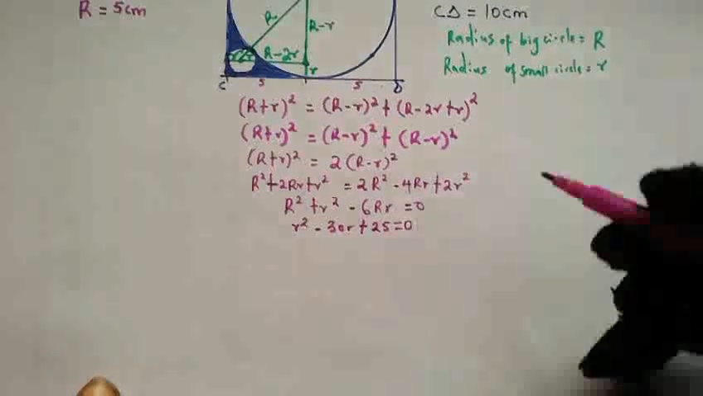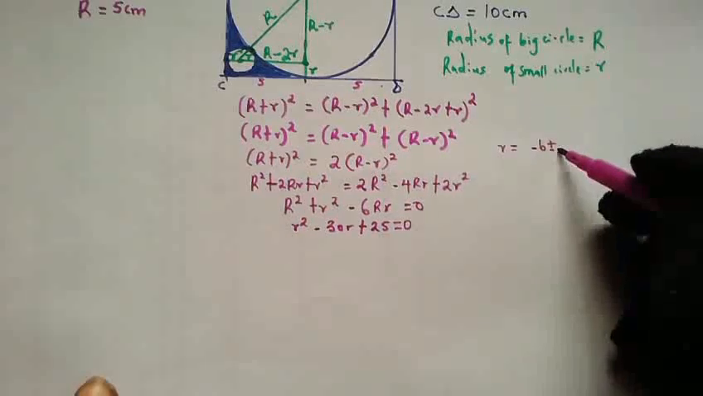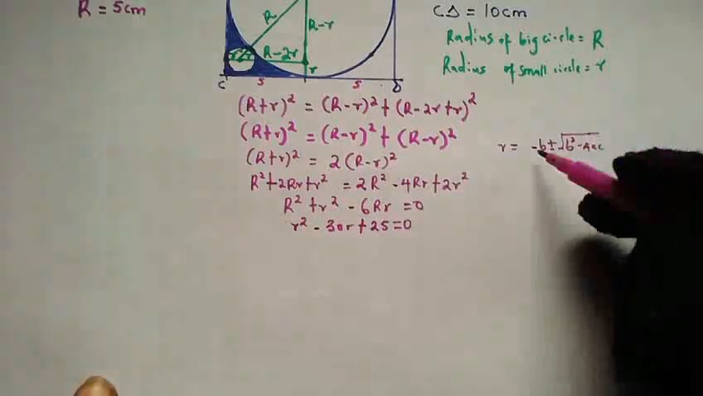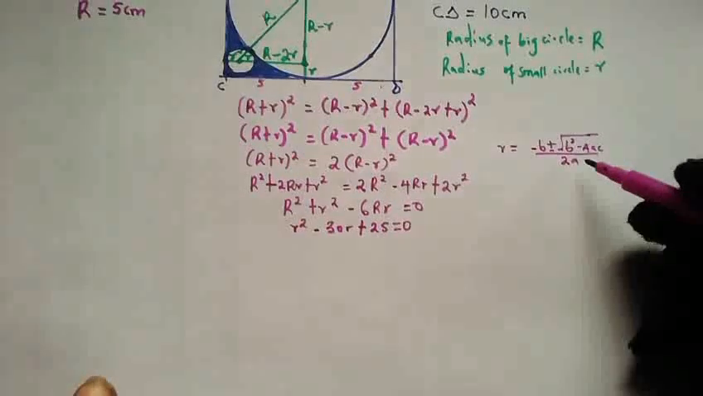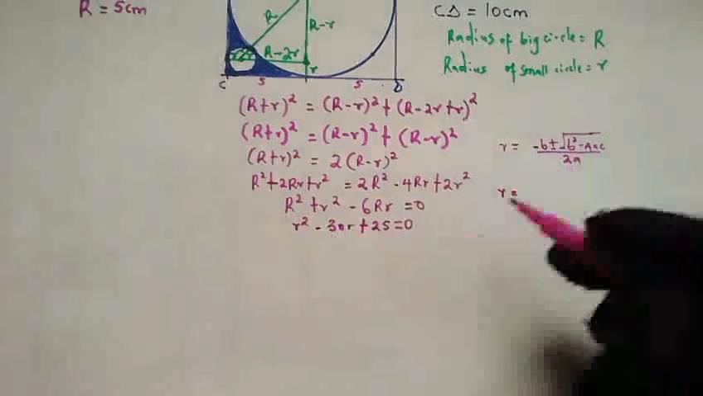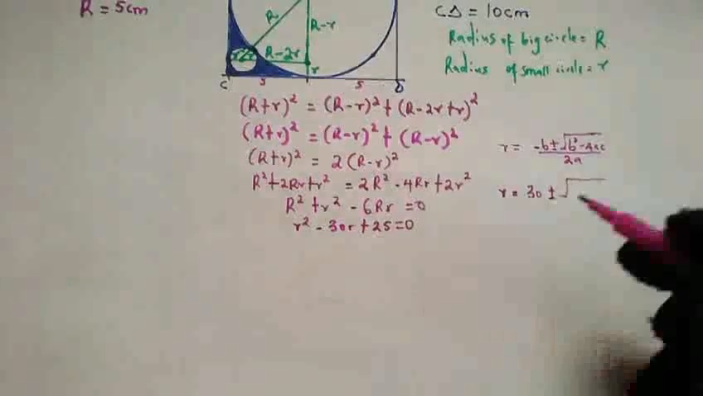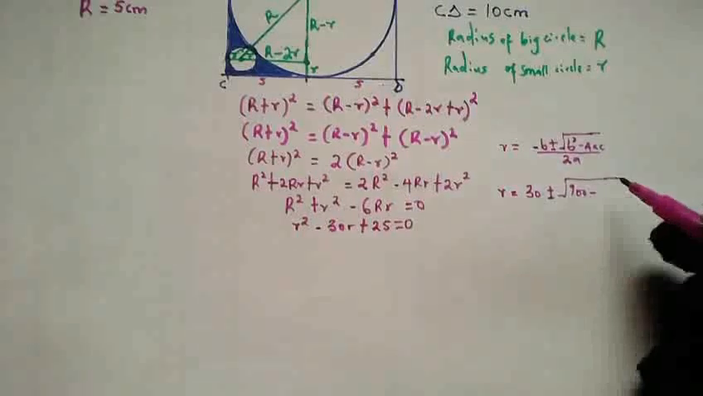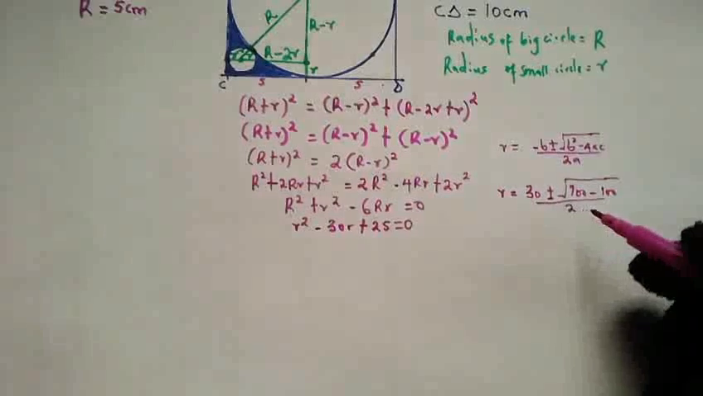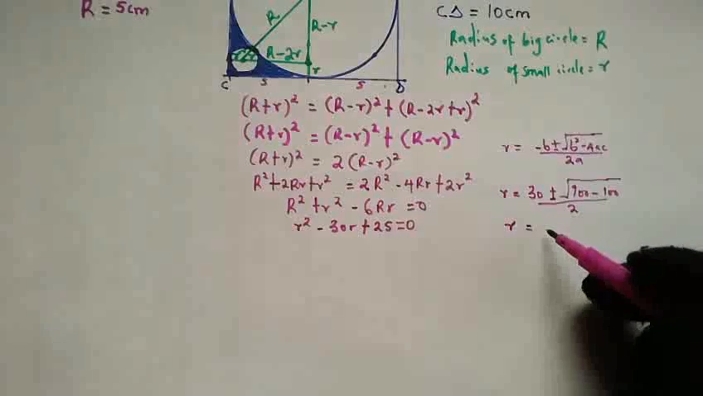So solving this quadratic equation, we have r equal to minus b plus minus square root of b squared minus 4ac all over 2a. Remember, this is the general quadratic formula. So using this, we have minus b is 30, plus minus square root of b squared, 30 squared is 900, minus 4 times a times c, which is 25, 100, all over 2 times a, which is 2 times 1.